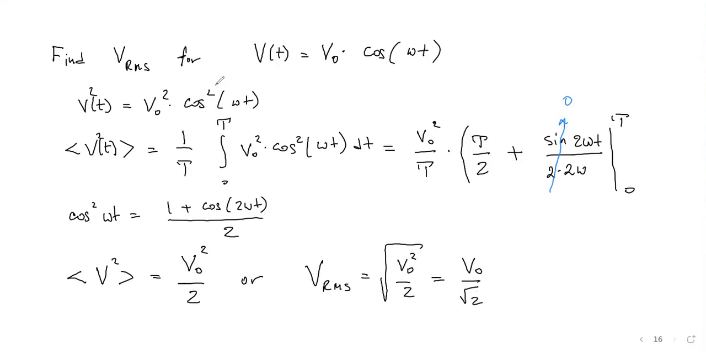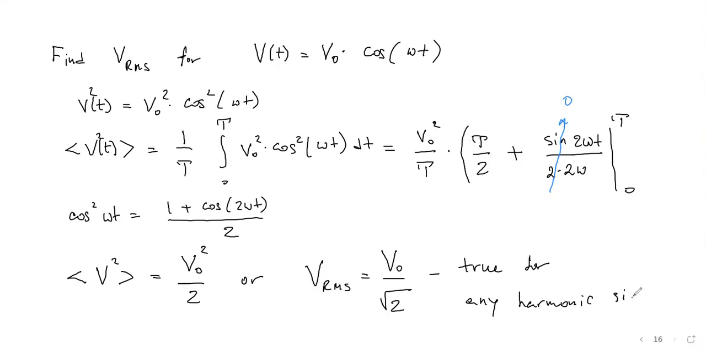This is nice. So I can relate for this particular shape of the signal the peak value and the RMS value. So the coefficient which relates them would be the square root of 2. So this is true for any harmonic signals. Any cos or sine function, so any harmonic signal. And this is very nice.